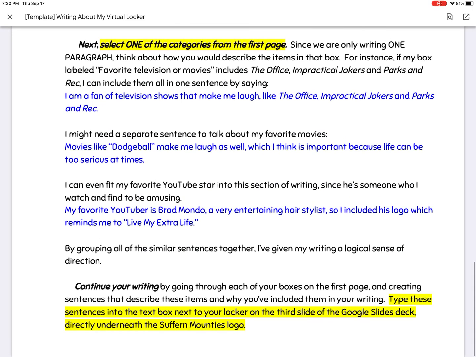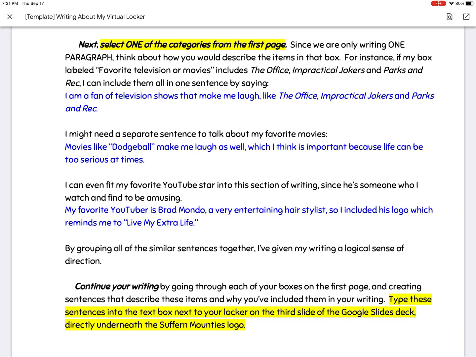Then I might need a separate sentence to talk about my favorite movies. So in blue it says, movies like Dodgeball make me laugh as well, which I think is important because life can be too serious at times. So here I'm giving the reason outright why I like things that make me laugh. And I can even fit my favorite YouTube star into this section of writing since he's someone who I watch and I find to be amusing. So in blue it says, my favorite YouTuber is Brad Mondo, a very entertaining hairstylist, so I included his logo, which reminds me to live my extra life.